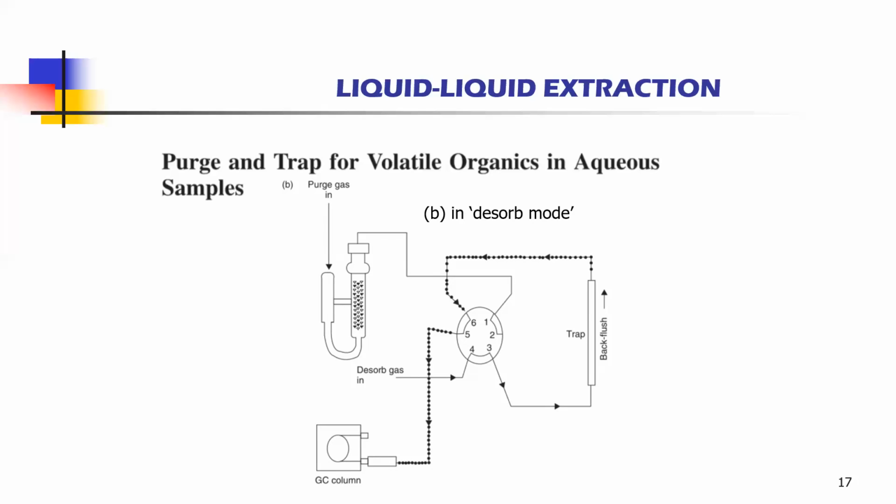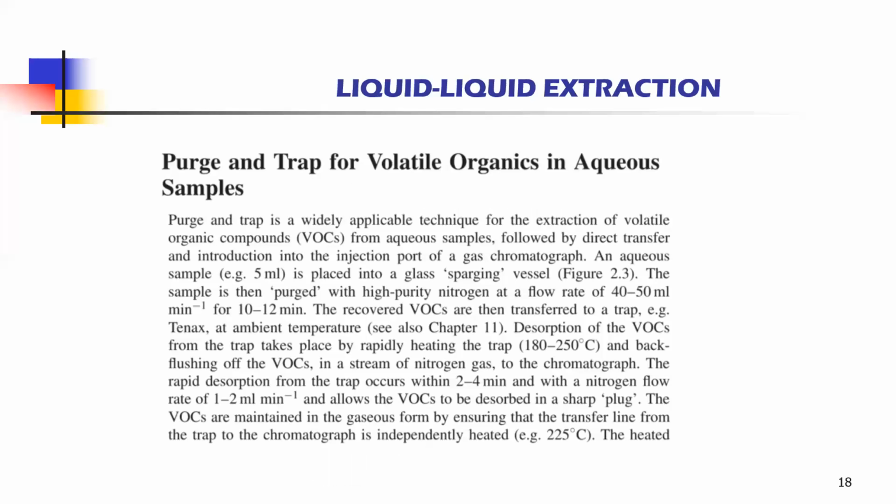So purge and trap is a widely applicable technique for extraction of volatile organic compounds from aqueous samples, followed by direct transfer and introduction into the injection port of the GC. An aqueous sample, for example 5 ml, is placed into a glass vessel called a sparging vessel. We have already seen that in the figure. The sample is then purged with high purity nitrogen at a flow rate of 40 to 50 ml per minute for 10 to 12 minutes.